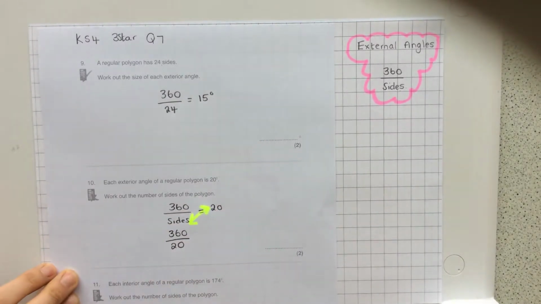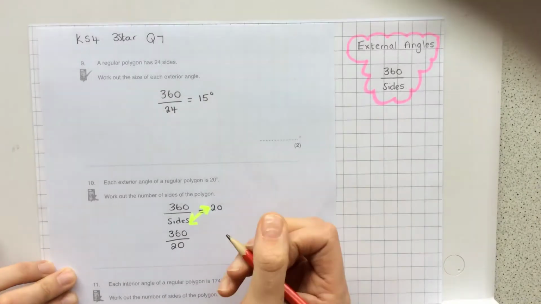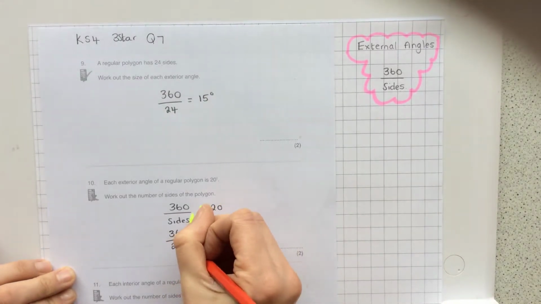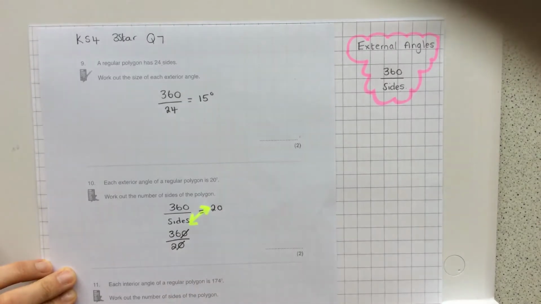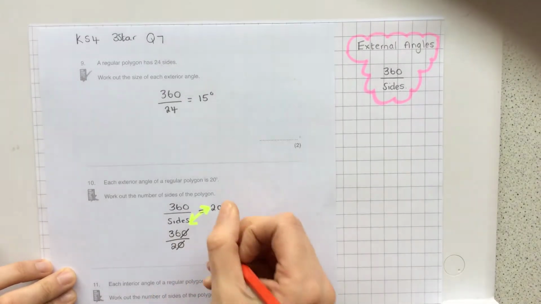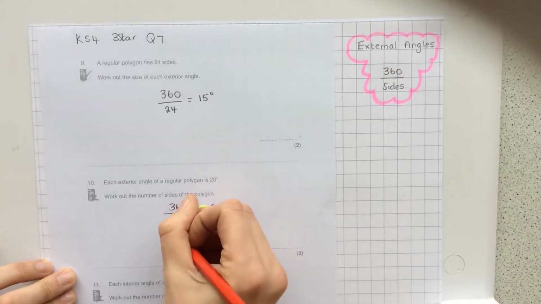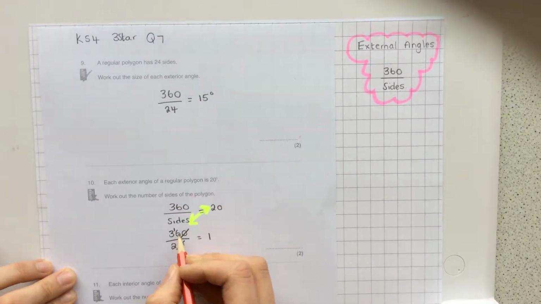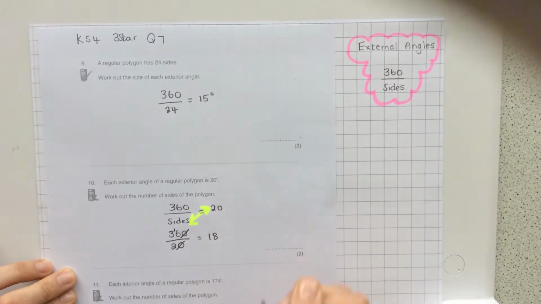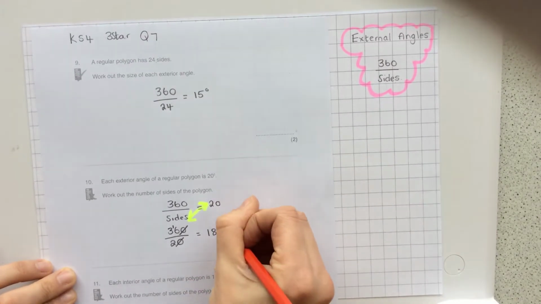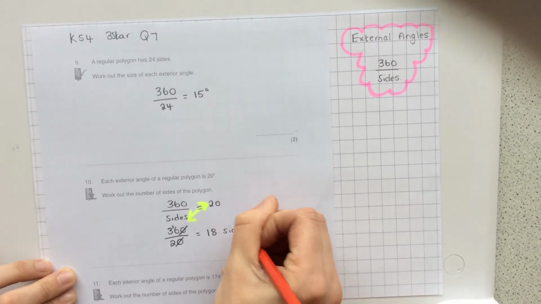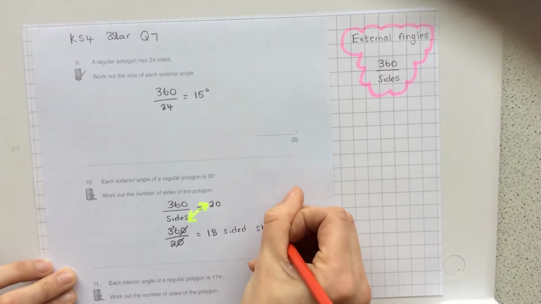This is a non-calculator question, so you can use strategies such as the 0 in the top and the 0 above can be eliminated. 2 goes into 3 once, with 1 left over. 2 goes into 16 8 times, which means we've got an 18-sided shape.